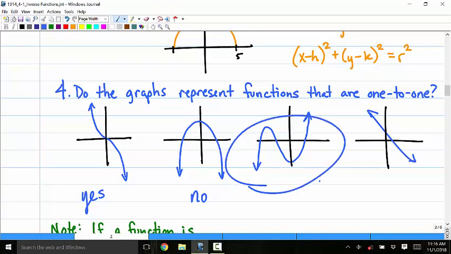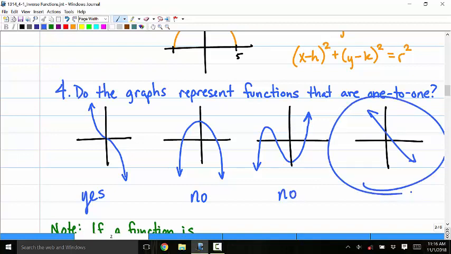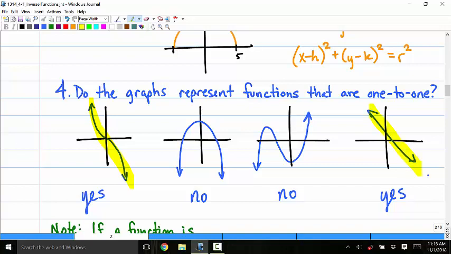Is it one-to-one? No, it would not pass a horizontal line test. What about this one? Yes, it is one-to-one. What do you notice about the two one-to-one functions here? What are they always doing? They're always decreasing, right? Whereas this one that's not one-to-one is increasing, and then it decreases. This one increases, then decreases. Or you can look at it another way and say it's decreasing and then increasing.